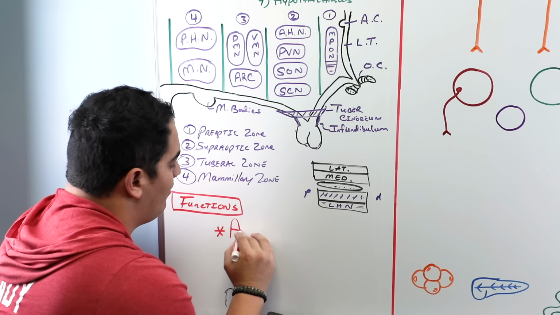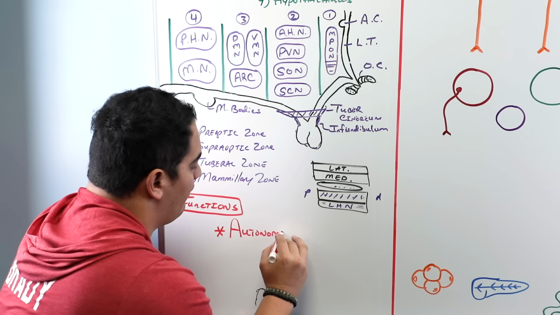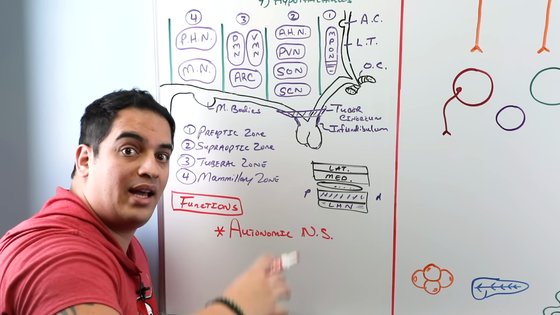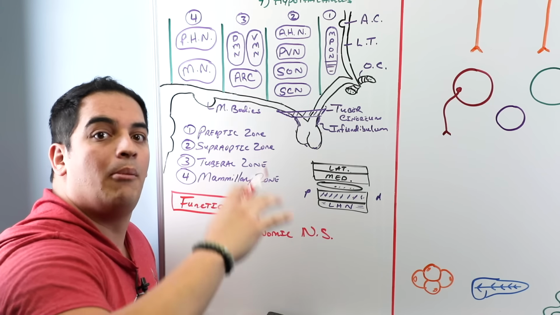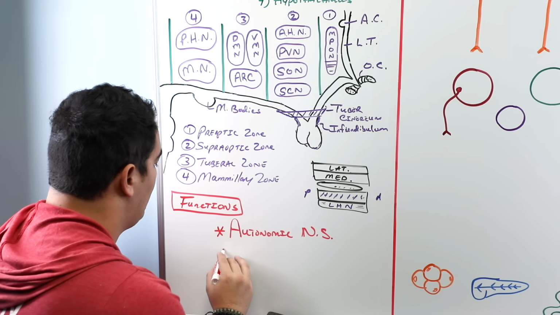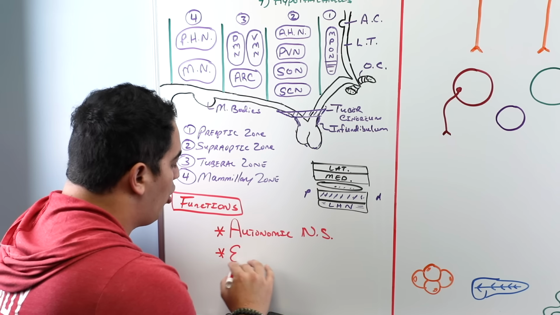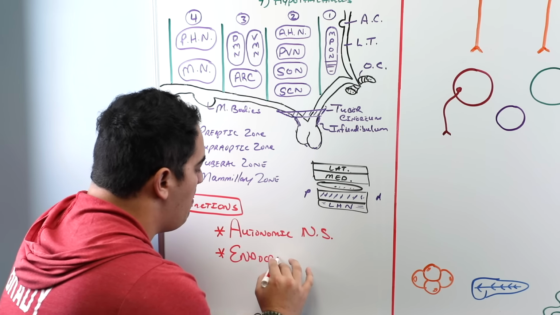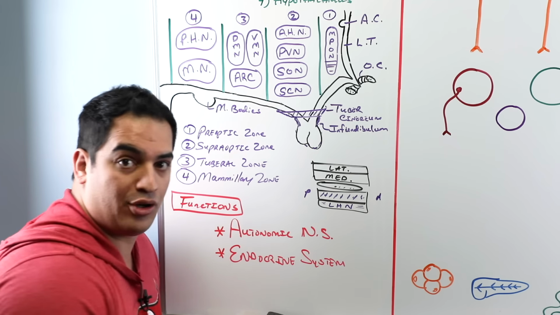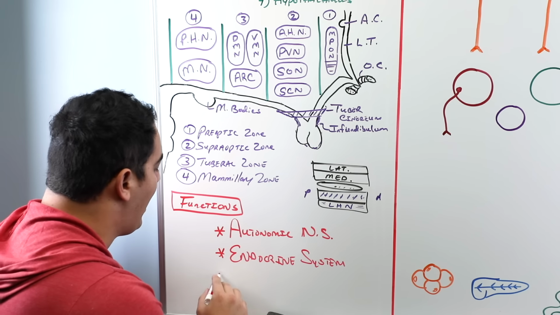One is that it's involved with our autonomic nervous system. What does this mean? It has the ability to either work with the sympathetic to speed us up, fight or flight, or the parasympathetic to slow us down, rest and digest. We'll talk about how. It also is a part of our endocrine system. It's our master endocrine regulator, so it's involved with a lot of hormone production. We'll see how that happens later.